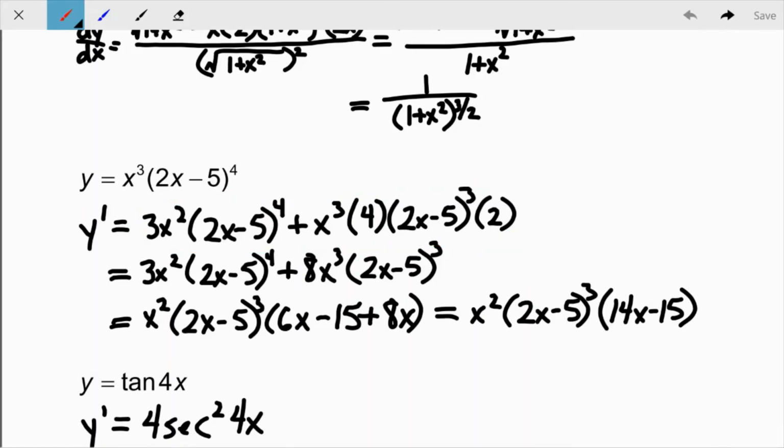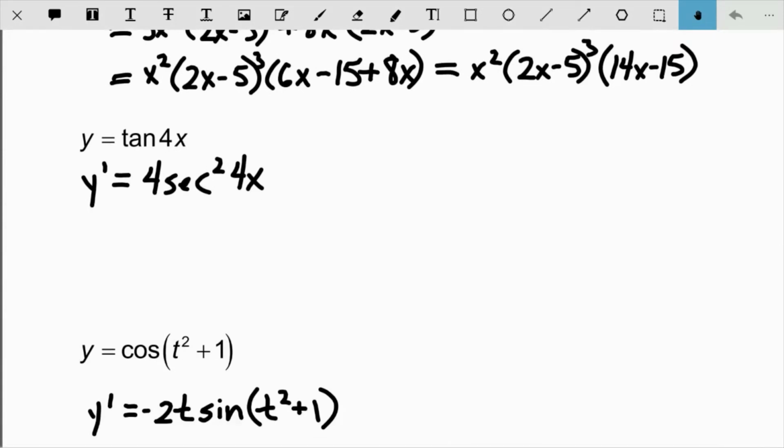At that point, I want to get this into a simplified form. So what I did was I noticed that there was a 2x minus 5 cubed in both of those expressions. So I factored that out. I also noticed there was an x squared in both of those expressions. And when I factored everything out, what I was left with is this nice factored form. Okay, so again, the derivative is typically the easy part on the chain rule. Getting it all simplified down, that's where it can get a little bit messy. All right, let's look at the next one.